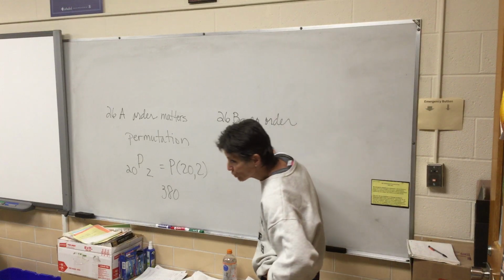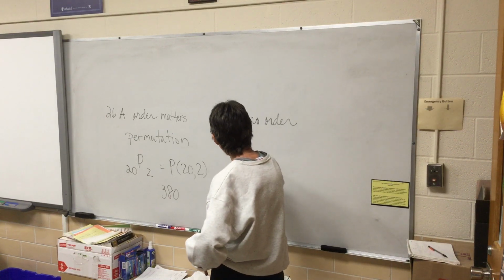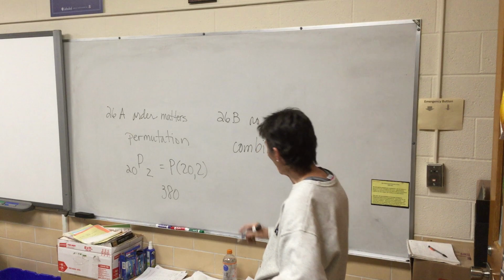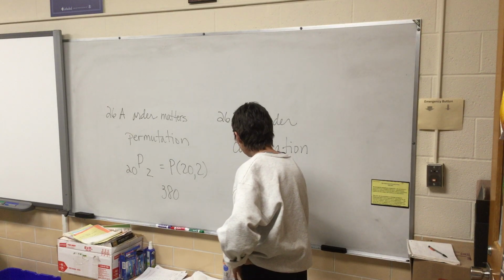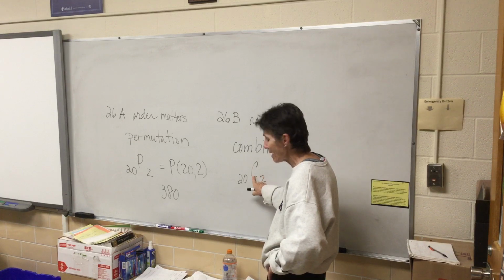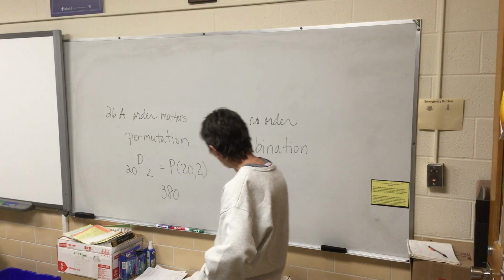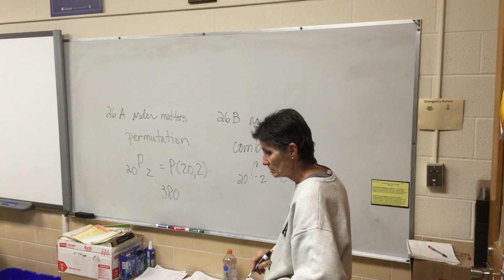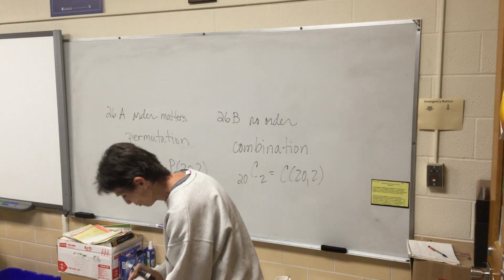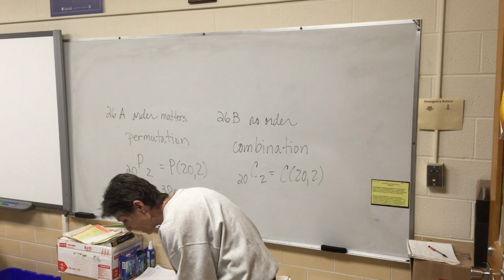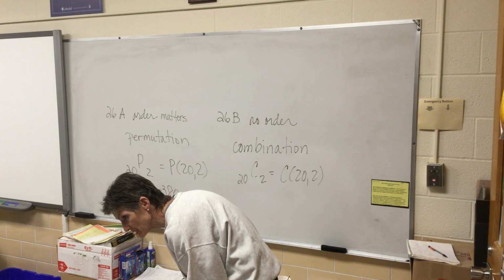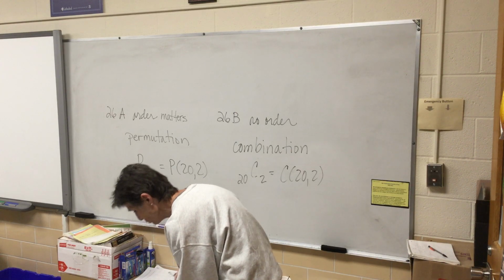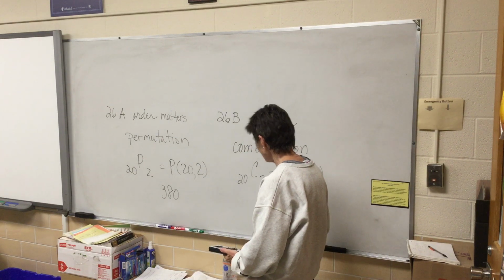26B, order doesn't matter. This is called a combination. So you have 20 people, you are picking 2 of them, and order doesn't matter. That's a C problem, a combination problem. That can also be written like this. On your calculator, press 20. Go to your math button and across to prob. Do you see your nCr button? Press it, press 2, and it's 190.